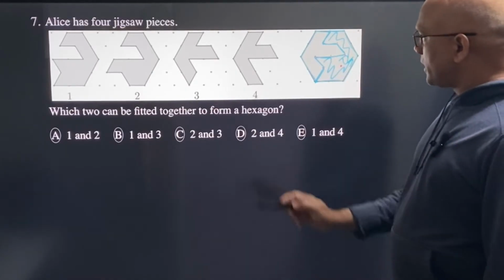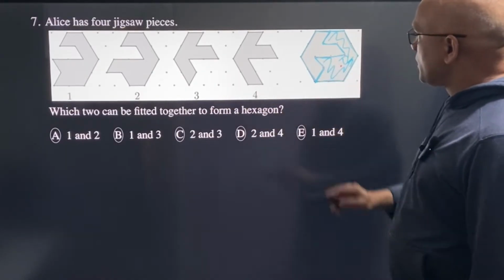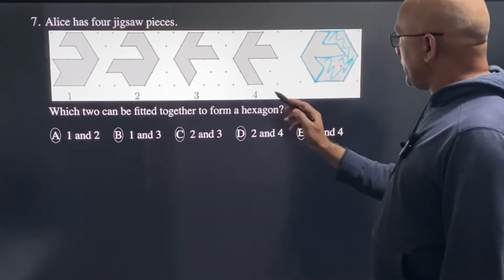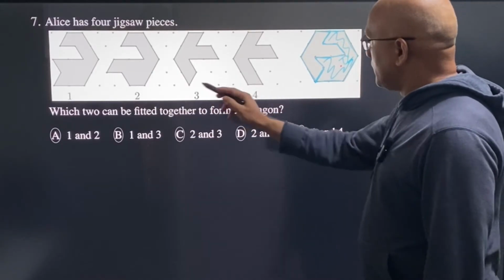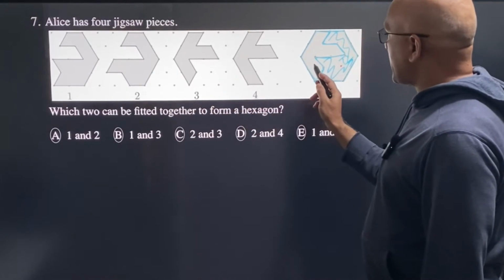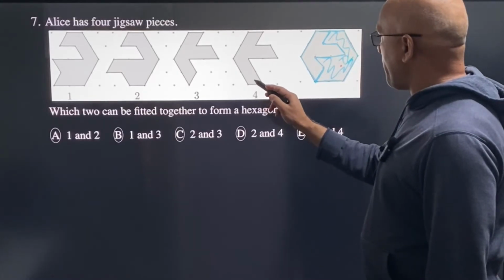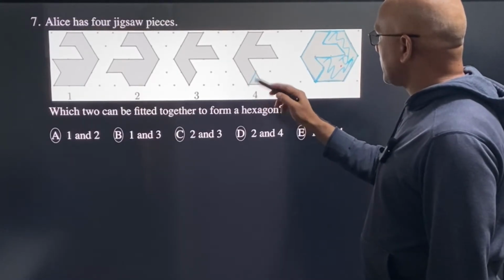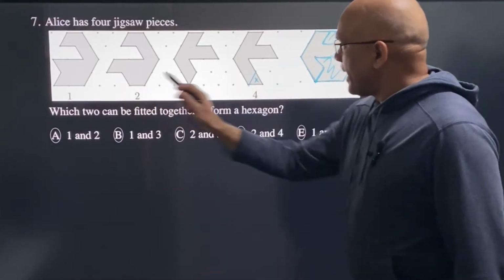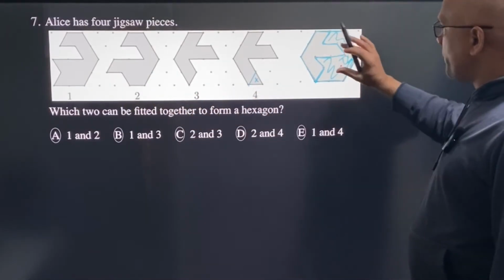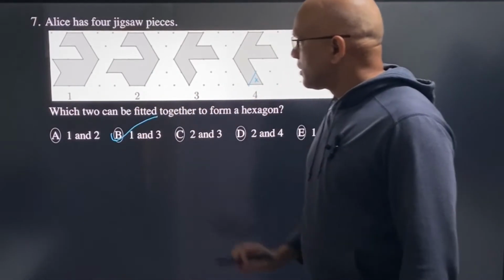Okay, so both 3 and 4 look similar to this, but if we look closely, if you look at this and here, 3 is exactly like this. So this piece is extra here, right? Then 1 and 3 will fit to make this hexagon. Then B is the correct choice.